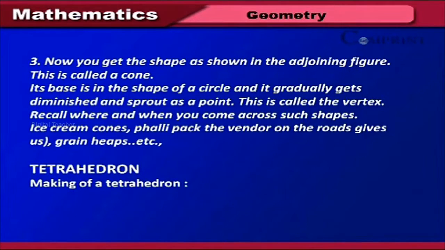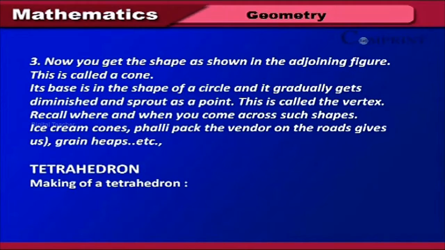Its base is in the shape of a circle and it gradually gets diminished and sprouts as a point. This is called the vertex. Recall where and when you come across such shapes: ice cream cones, polypack, grain heaps, etc.